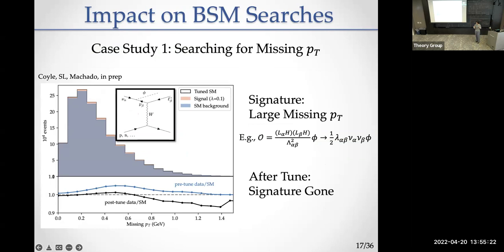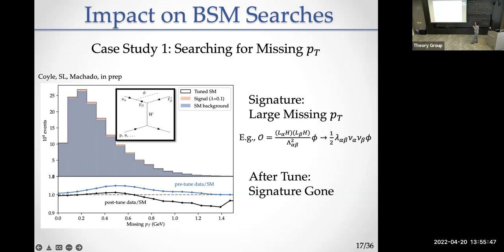But I want to really emphasize that the more exciting aspect of this experimental program is the ability to look for BSM physics, because the detector capabilities are so good. But because we don't actually know the cross section in the near detector well, it would interfere with BSM searches. So here we show two examples.